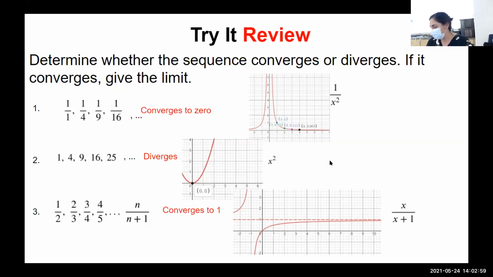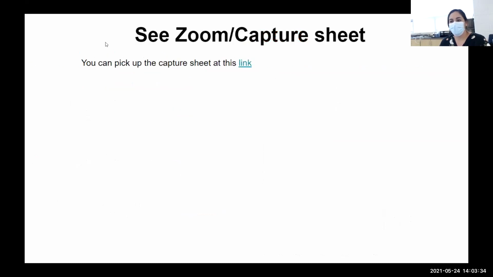Any questions about the review or anything that we've done so far? Because we're going to move on to something else. I'm expecting you all to basically have a sense of what this is. Okay, no questions? All right. So I'm going to go back to the Zoom capture sheet because we'll start the next thing.